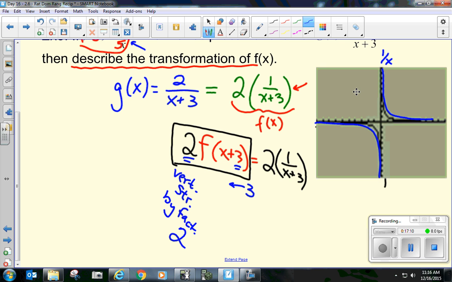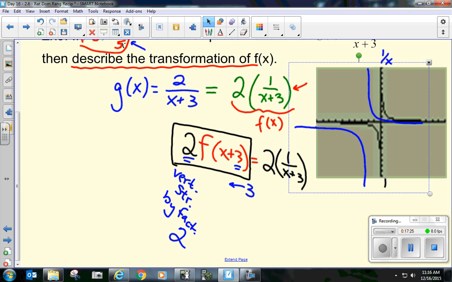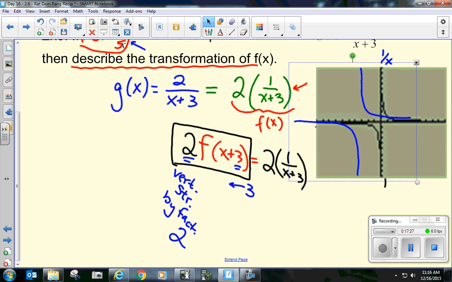The function we were given, g of x, should move to the left 3 and stretch by 2. So if it moves to the left 3, this will move 3 to the left, bam, like that, and it stretches, which means it's going to kind of pull. It'll look the same because of the curves, but it's going to pull. It might be a little bit steeper.